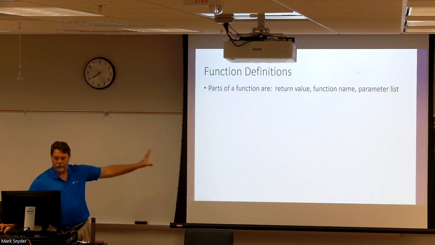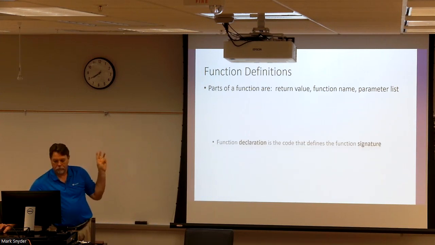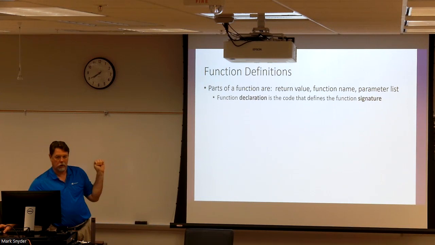Okay, defining functions. The parts of a function definition are the return value, the function name, and the parameter list. Okay, that's the 3 main parts. There's something called a signature. That's the part of the function that uniquely identifies it from all of the other functions in your program. And as you might guess, it's bad form to try to have 2 functions with the same signature. That would be ambiguous. The compiler wouldn't know which one to call.